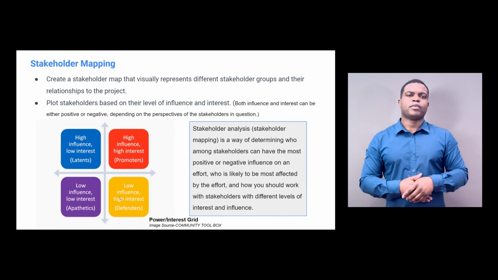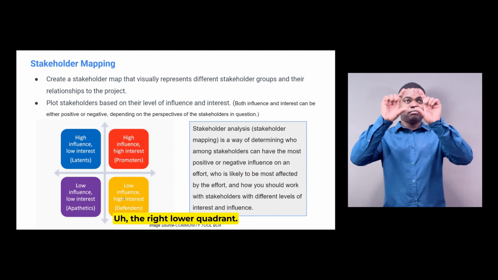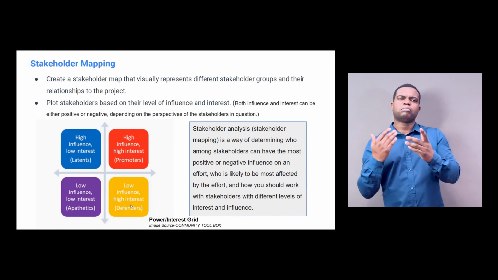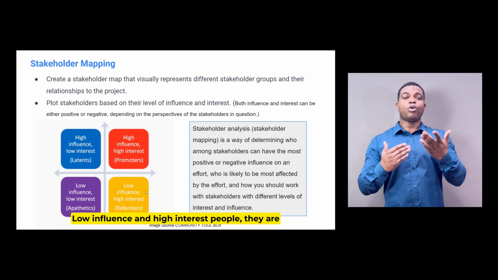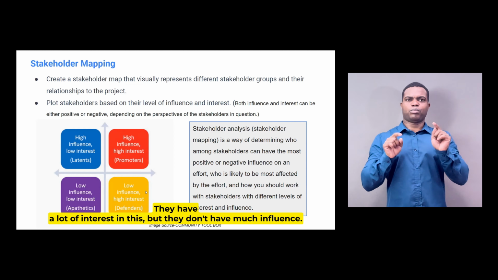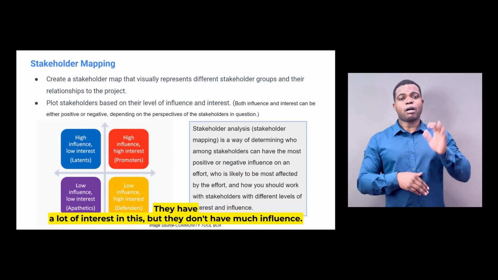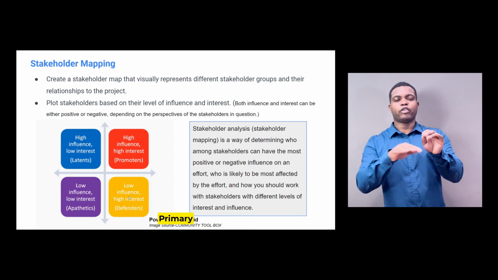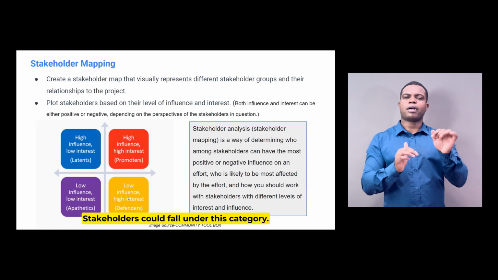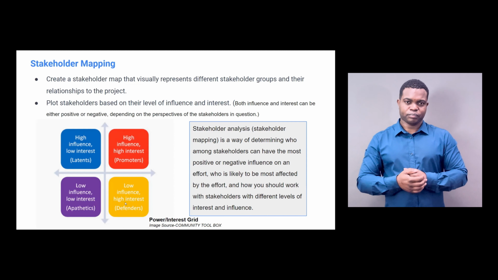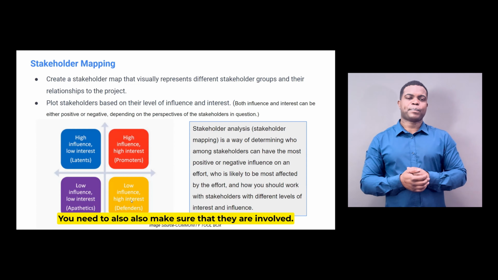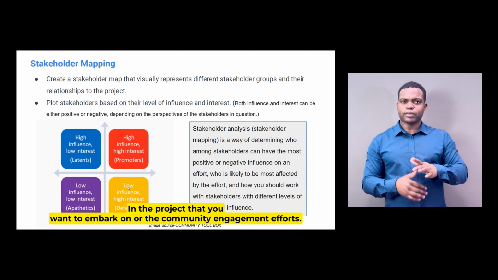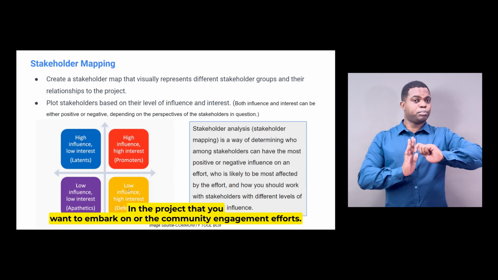We have the right lower quadrant. We have the low influence and high interest. The low influence and high interest people, they are the people that have a lot of interest in this, but they don't have much influence. Primary stakeholders could fall under this category. You need to also make sure that they are involved in the project that you want to embark on, or the community engagement efforts.